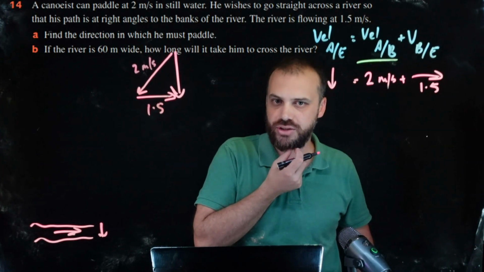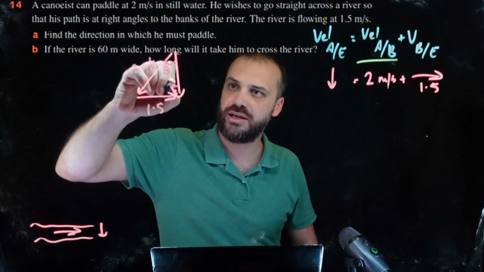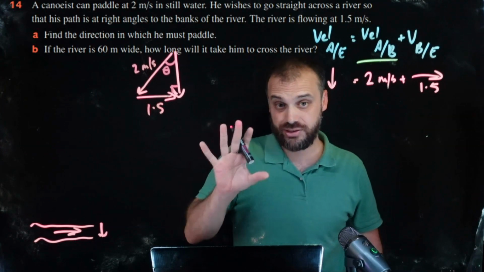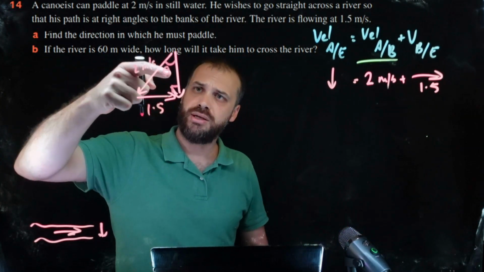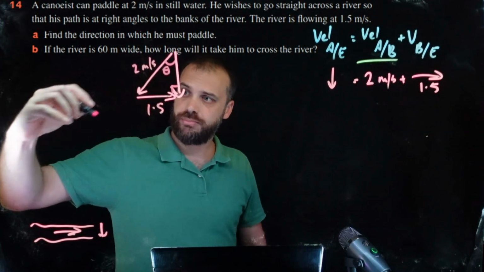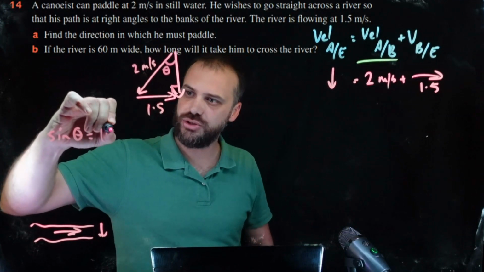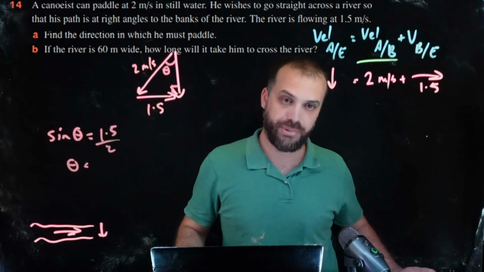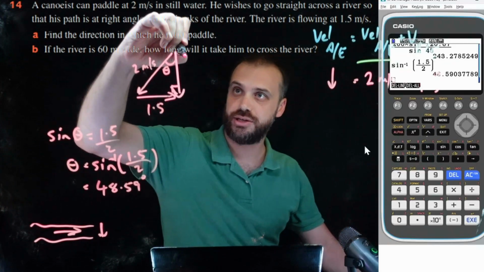Okay, so it says find the direction in which he must paddle. So we need to find that theta there. Thankfully, there's a little right angle there. So that feels like it's going to be super easy. Opposite over hypotenuse, so sine theta equals 1.5 over 2. Theta is some number. So a calculator says 48.59 degrees.